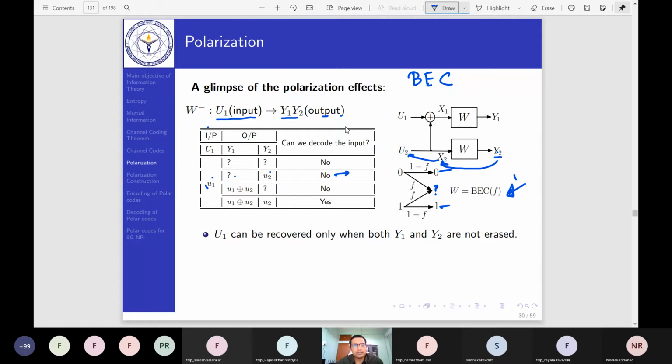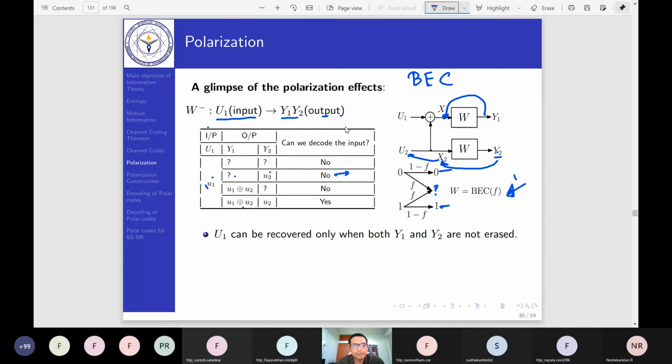The third case is Y1 is not erased. Y1 is not erased means Y1 is exactly equal to X1 because the W is BEC. X1 is equal to U1 plus U2. But as I have said, U1 plus U2 will be independent of U1. And because of that, we will not be able to decode the input.